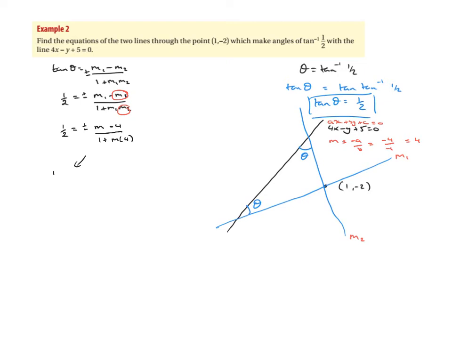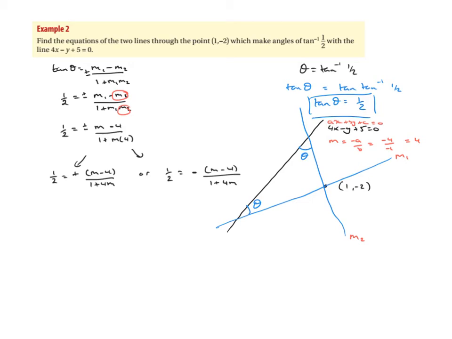I've either got a half is equal to plus m minus 4 over 1 plus 4m, or the second case, which is a half is equal to minus m minus 4 all over 1 plus 4m. Okay, so there's the two different gradients that I'm going to get. So we'll do the first one first.